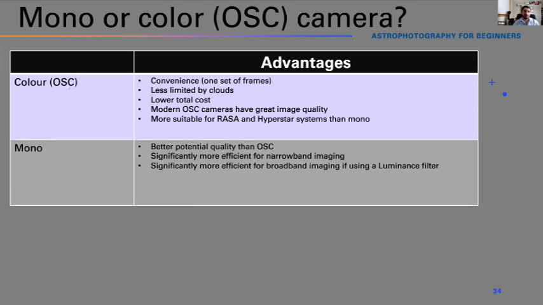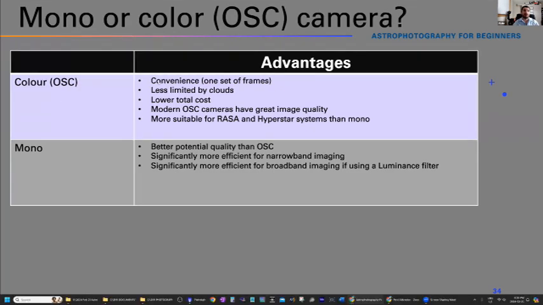Now, I made a little chart here to help you decide what works better for you. For the color camera, also known as OSC or one-shot color, it's very convenient. You only need one set of frames. It's less limited by the clouds. So unlike mono cameras where you might get images through the red and green filter, and before you get images through the blue filter, the clouds move in, and then you might have to wait 2 weeks before you get a clear sky, before you can get that blue filter data to make an actual image. Color cameras do not have that issue.